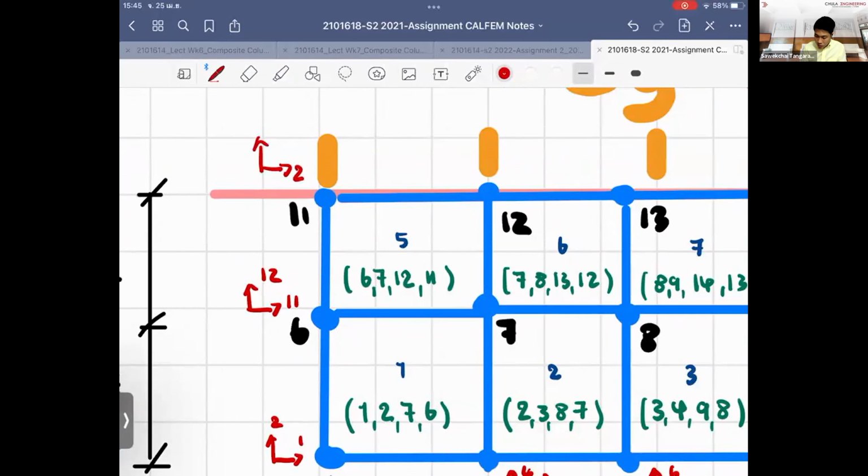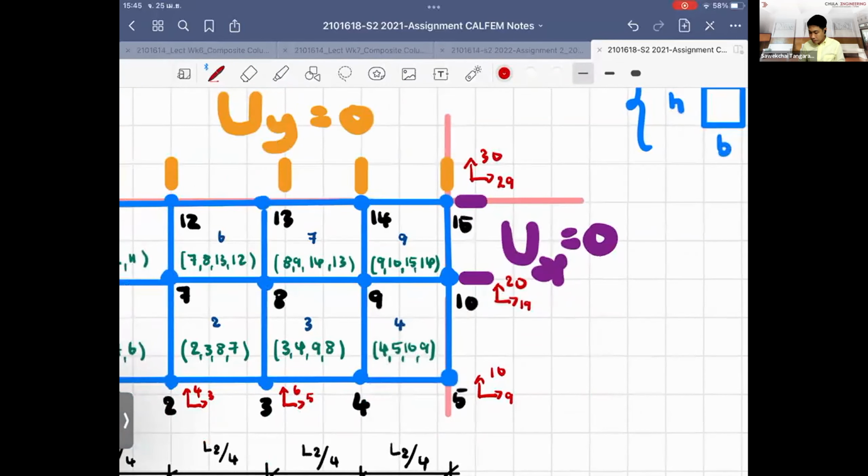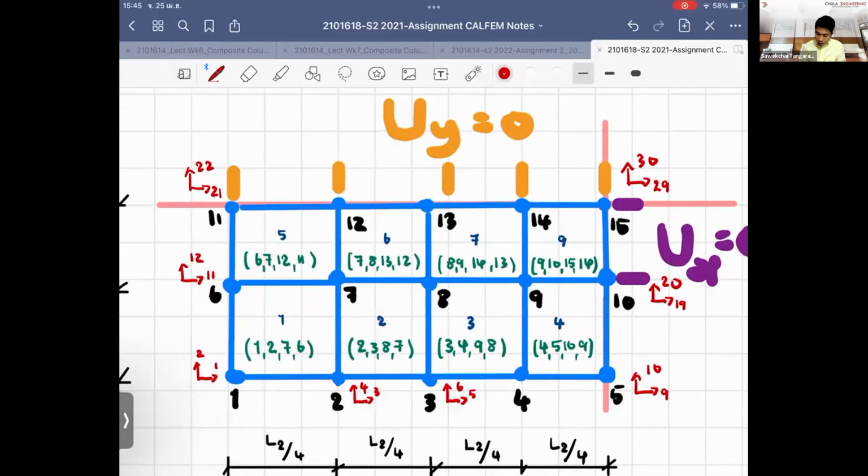This is 21, 22, and up to 29, 30. So you see the repeating pattern, and you just allocate that. Okay, there are some degrees of freedom, for example, 22, the vertical degree of freedom at the node 12, 13, 14, and 15 has been restrained, and so on.